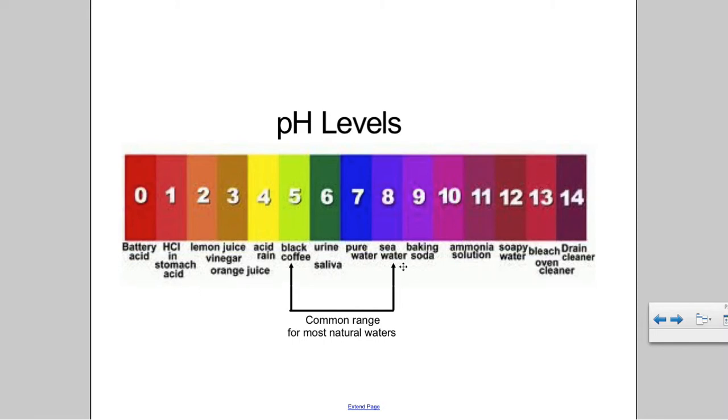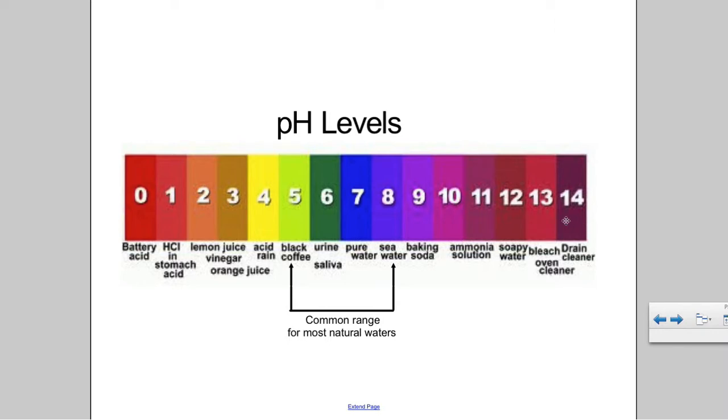And down here are some common things that range in the pH levels. For instance, 0 is battery acid. That means that's a strong, strong acid. That doesn't mean battery acid is the only thing that's 0. It also doesn't mean the water has battery acid in it. It just means it's a strong acid.